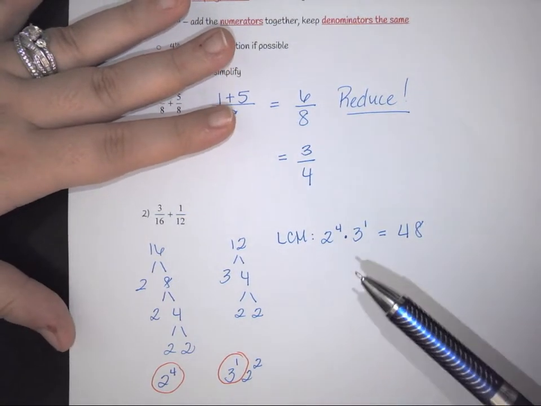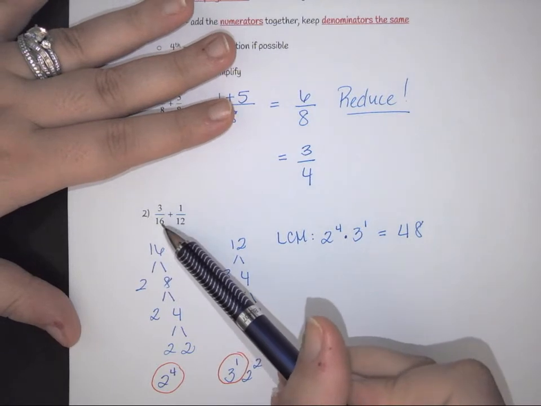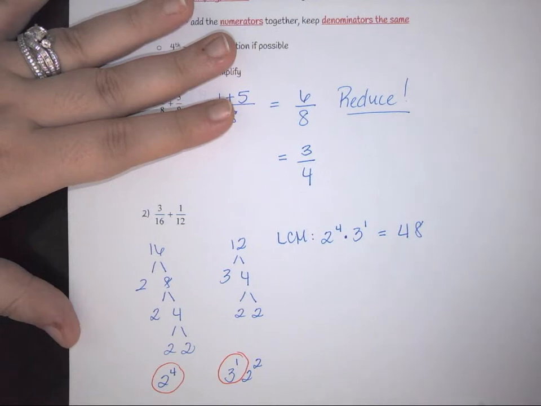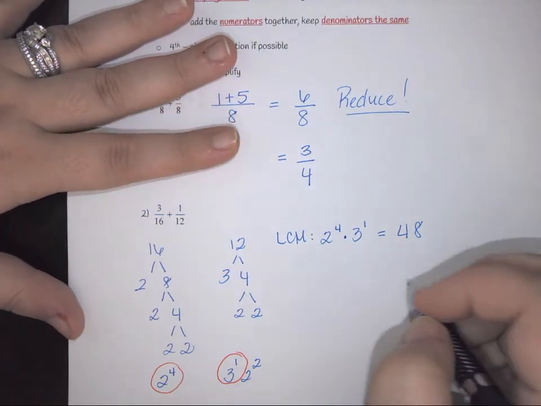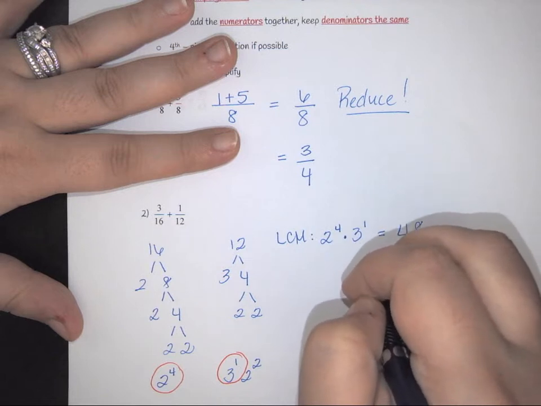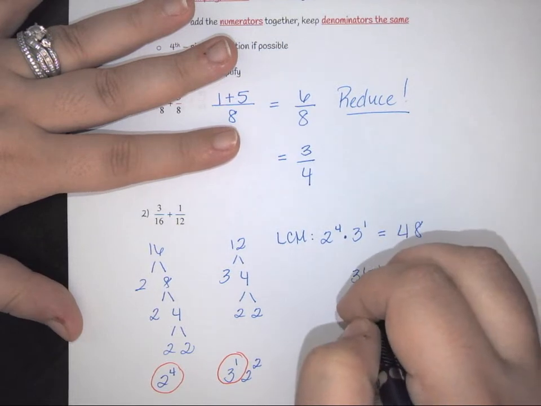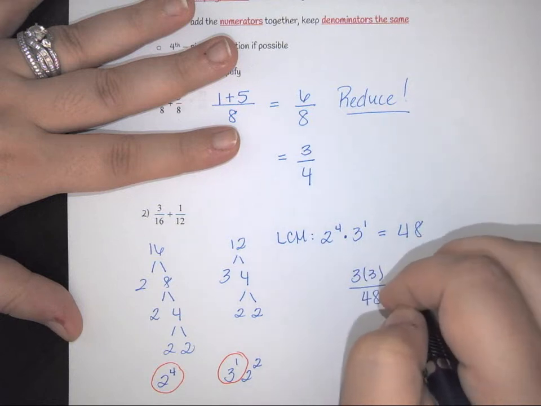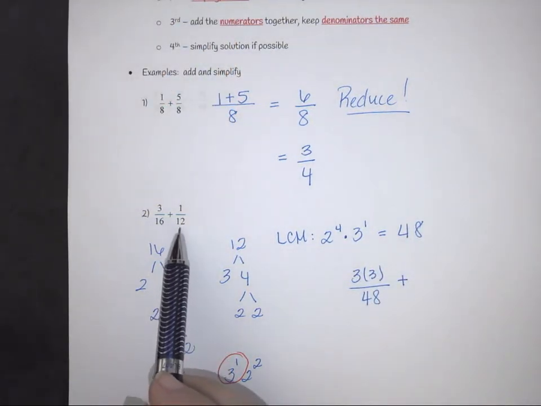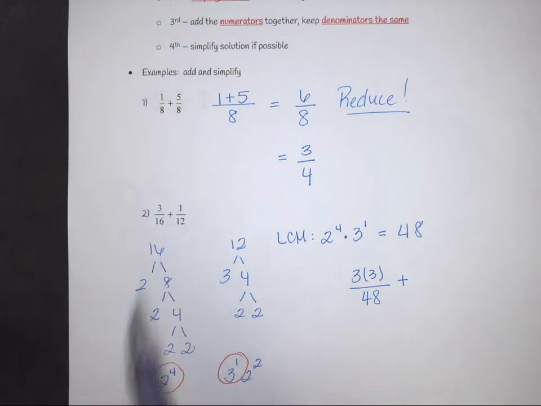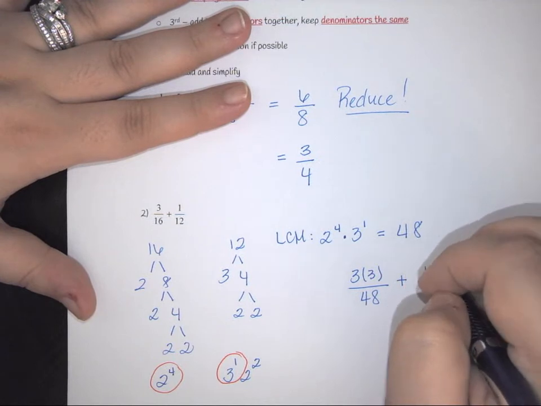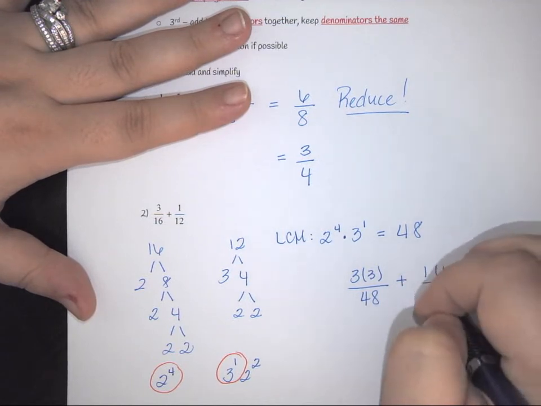So I have to look at, how do I turn 16 into 48? Well, I do that by multiplying by 3. So this is going to be 3 times 3, and then it's going to be over 48. And I'm adding this, and I have to look at, how do I turn 12 into 48? Well, I do that by multiplying by 4. So this is then going to be 1 times 4 over 48.